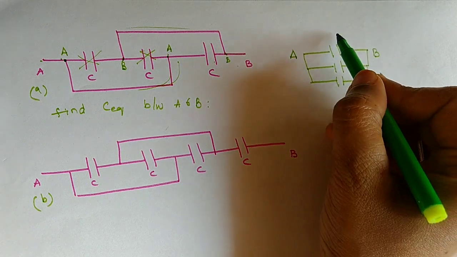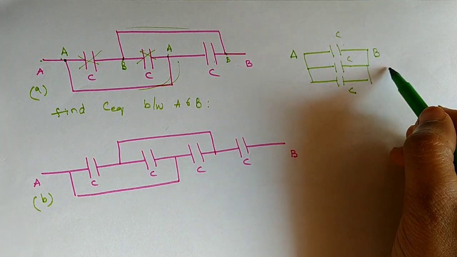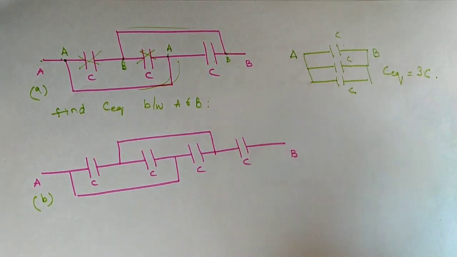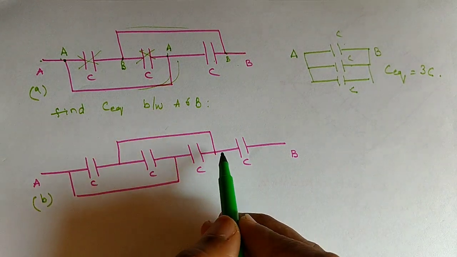Now you'll observe that all the 3 capacitors are in parallel combination. Since all the 3 are in parallel, equivalent capacitance would be 3C. Then coming to this, here also we have metal wires connected. Let's see how to solve it.